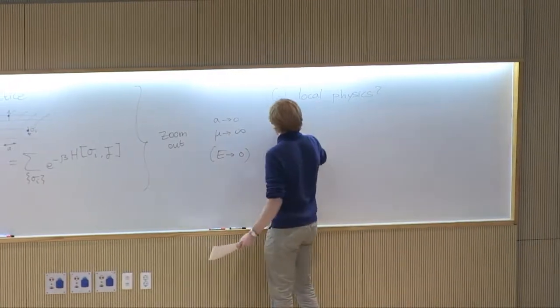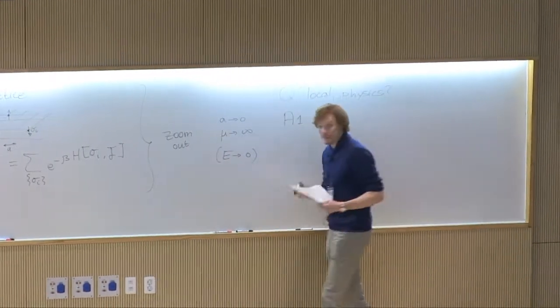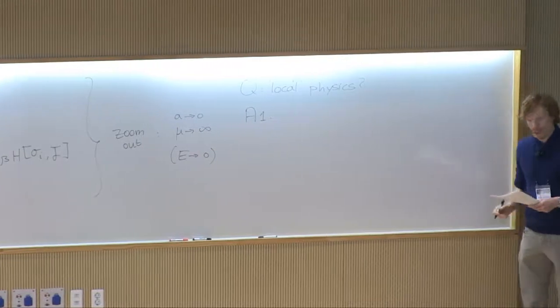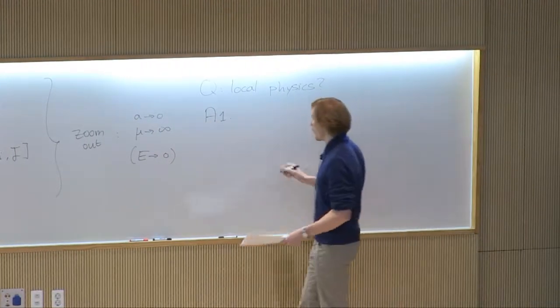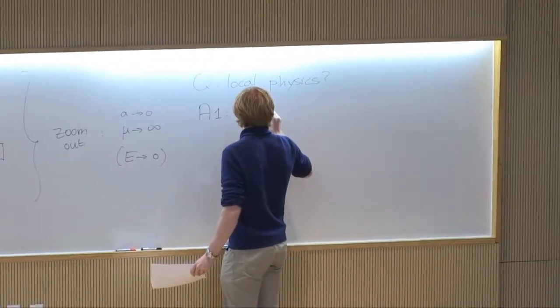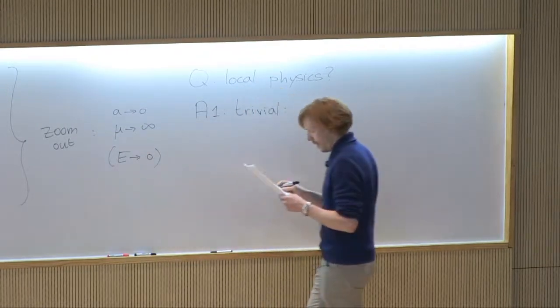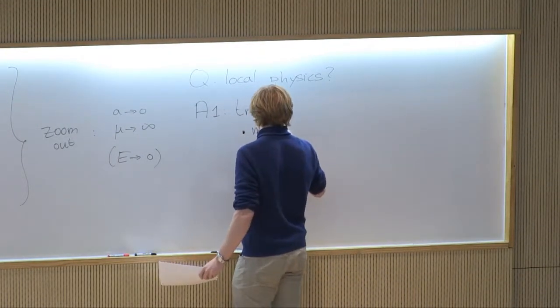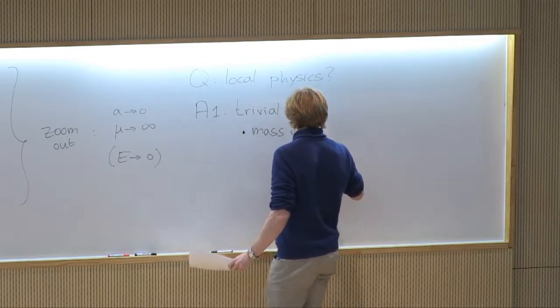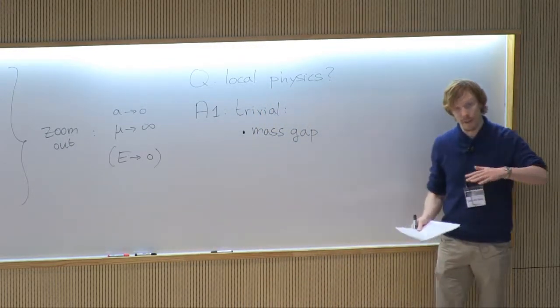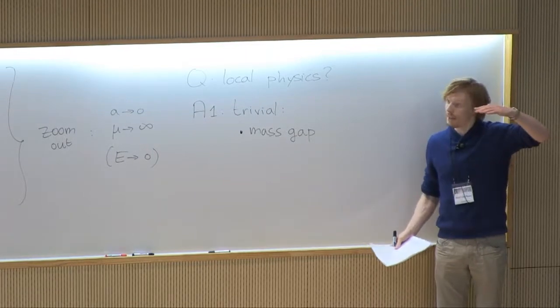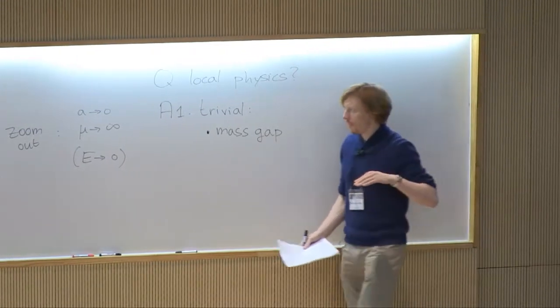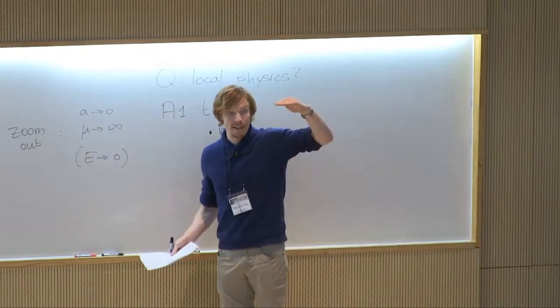So there are various possible answers to this question, and there are basically three classifications for the physics at the longest distances. One is that the local physics is trivial. This is when the theory has only massive particles. So there's a mass gap. Your lowest energy state is the vacuum, and then your first excited state, say in flat space, has finite energy.